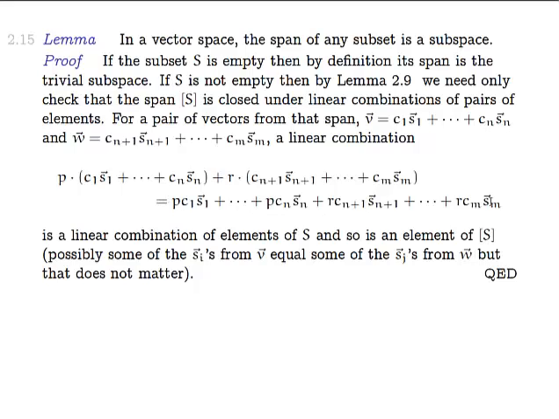So again, we're using this fact that a linear combination of linear combinations is also a linear combination. Each vector in the span is a linear combination. If I take the linear combination of two of them, it's still a linear combination. So we get something that's a linear combination, which tells us that this subset is a subspace. And that's it.